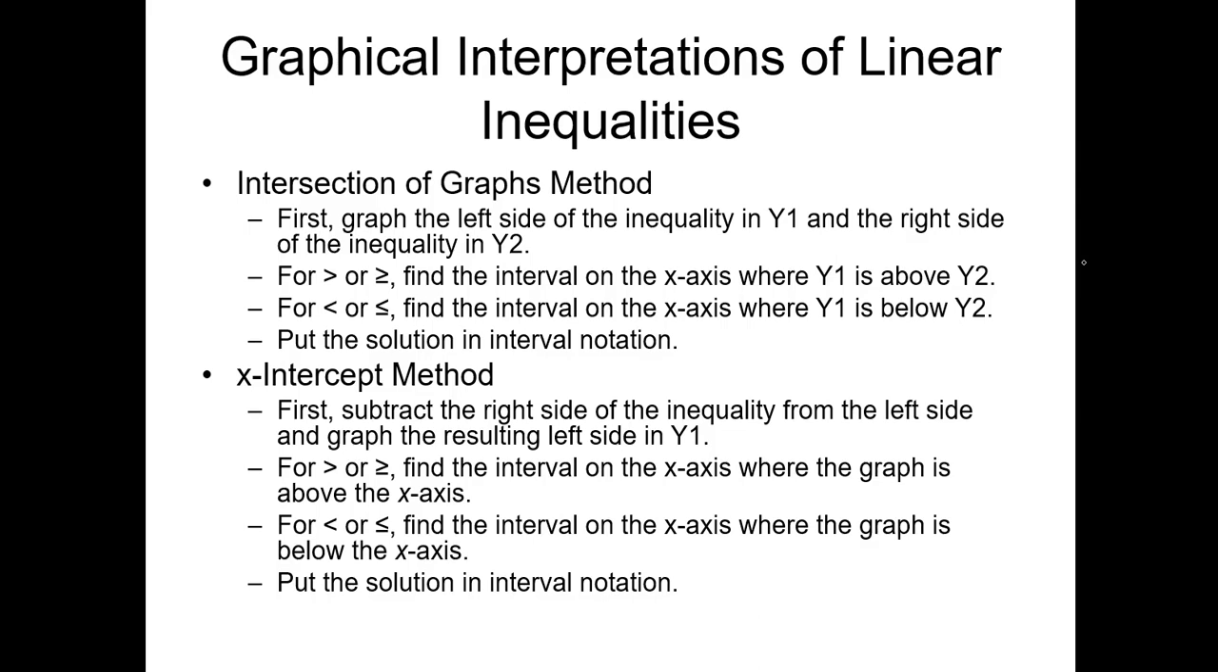Intersection of graphs method: graph the left side, the right side, see where they intersect. But since it's an inequality, you have to be careful how you interpret. The intersection will show you where they would equal each other. If you have a greater than or greater than or equal to sign, you have to figure out where the left side is above the right side in the graph. If you have a less than or less than or equal to sign, you've got to figure out where the left side is below the right side in the graph.